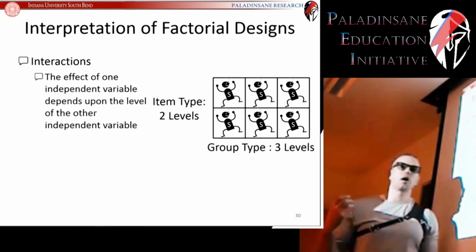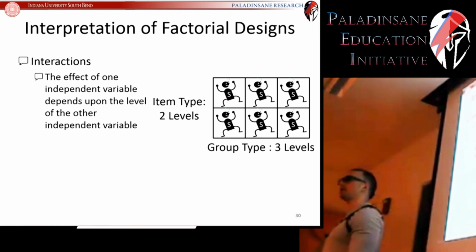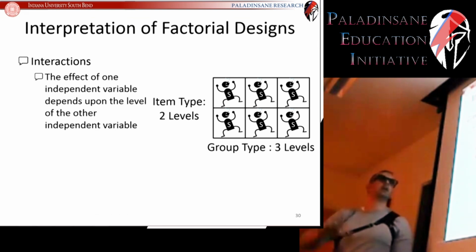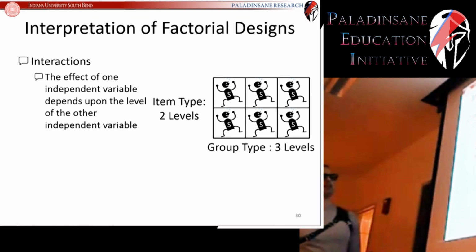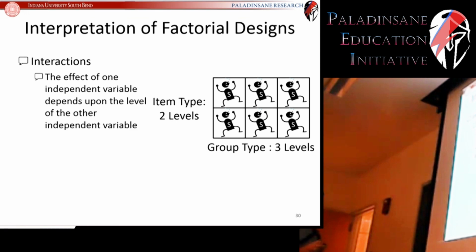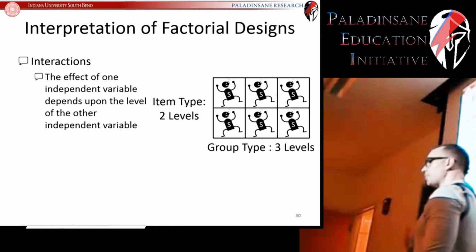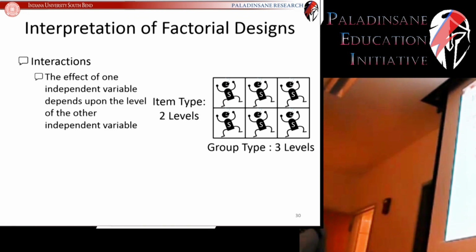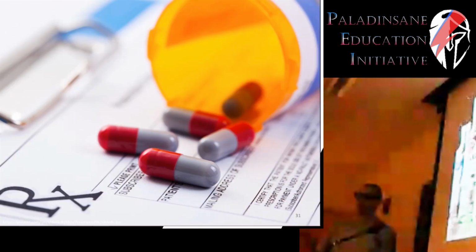So interactions are where the effect of one independent variable, what one independent variable does, depends upon what the other independent variable is doing. So the effect of one independent variable is dependent upon what is the level of the other independent variable. And the easiest way I find for people to conceptualize or remember the idea of interactions in an experiment is to think about an interaction that we're probably all familiar with, an interaction that we've probably all been warned off of, and that is the interaction between prescription drugs and alcohol.